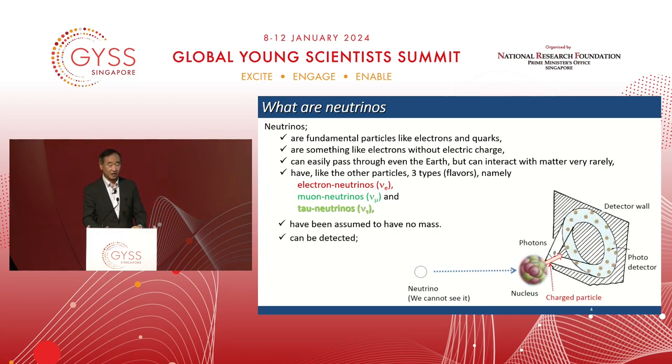And finally, neutrinos can be detected, like the figure shown here. Of course, we can never see neutrinos themselves. But as I said, neutrinos rarely interact with matter. For example, a neutrino may interact with a nucleus. Then typically a charged particle is emitted. And we have various ways to observe these charged particles. For example, if the nucleus is a water nucleus, then the charged particle propagates in the water, and photons are emitted. If we have photodetectors, we can observe these photons, and this way, we can observe neutrino interactions, and this way, we study neutrinos.